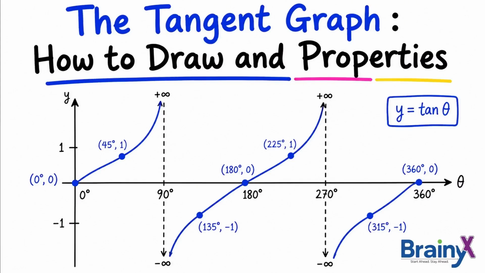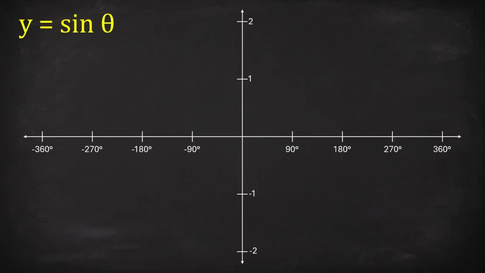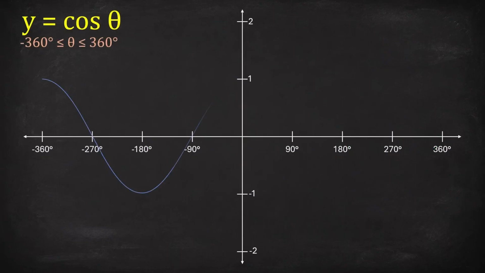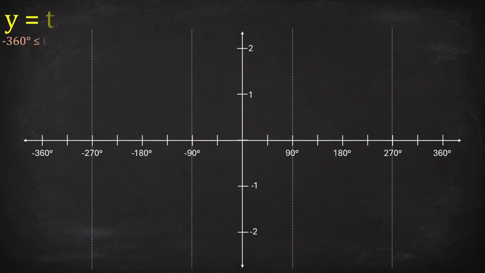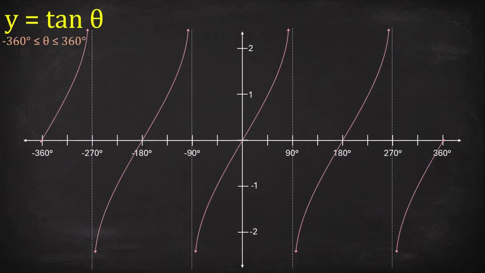In this video, we will be drawing the tan graph and we will also look at its properties. In previous videos, we looked at the sin graph as well as the cos graph. And you will notice that the tan graph looks quite different than the sin and the cos graph. So let's start by seeing how to draw this.